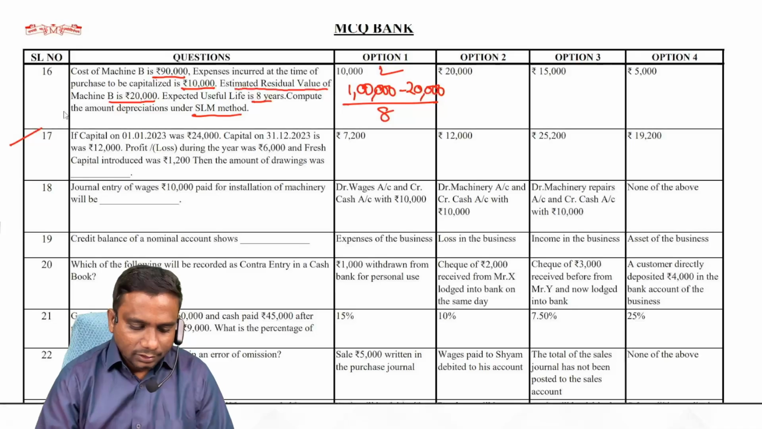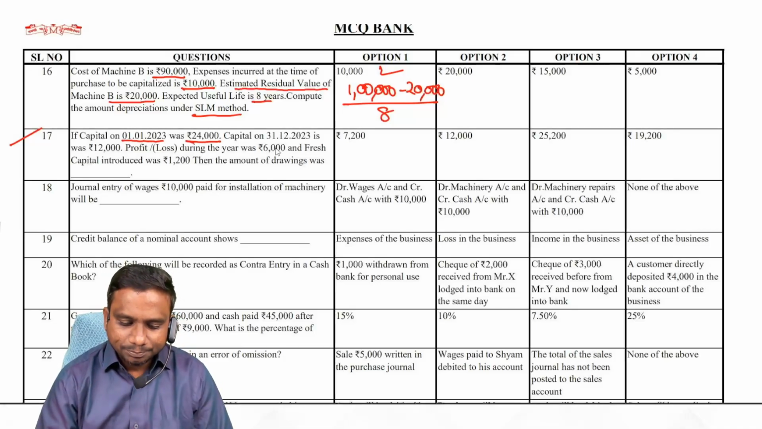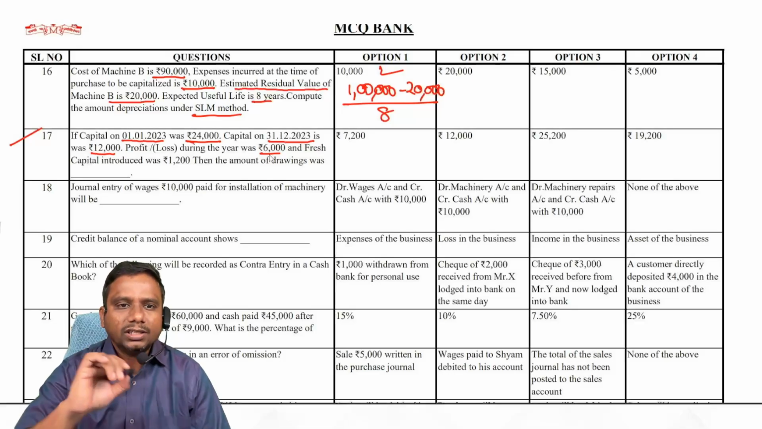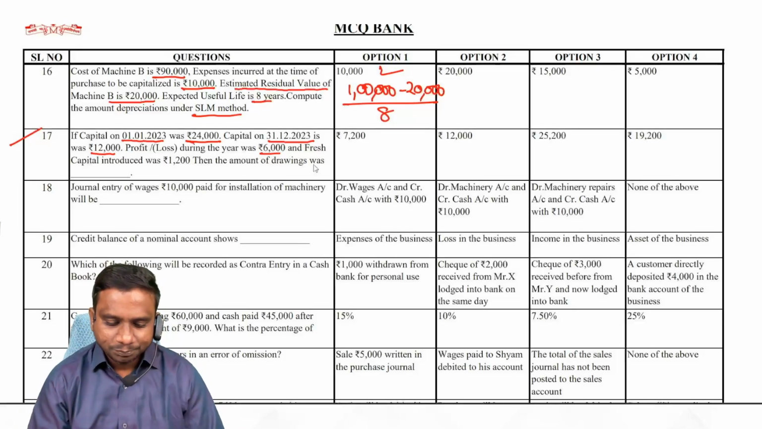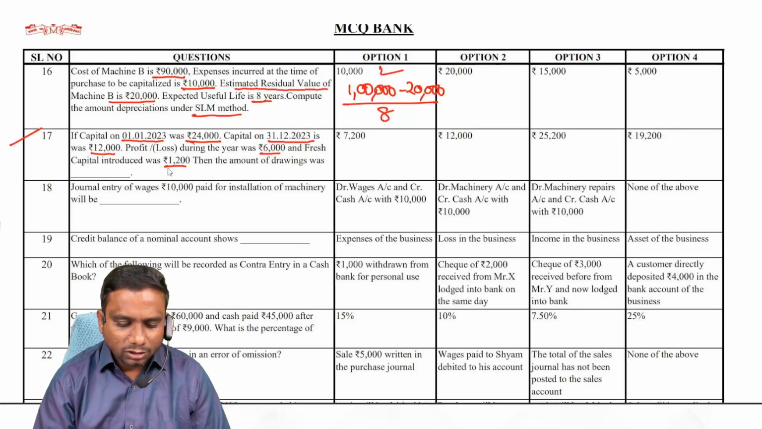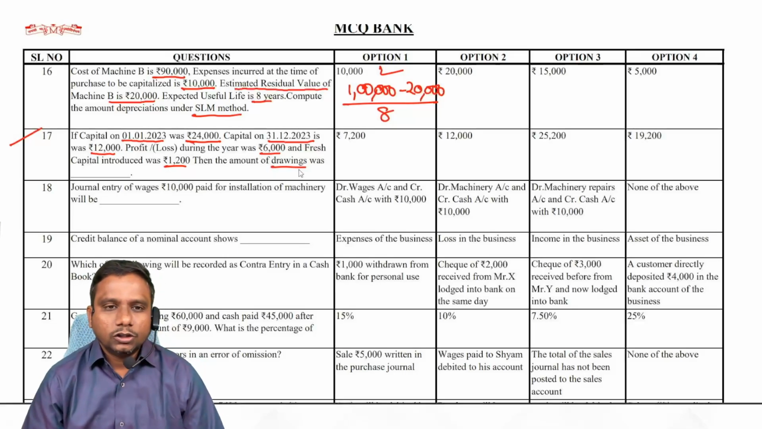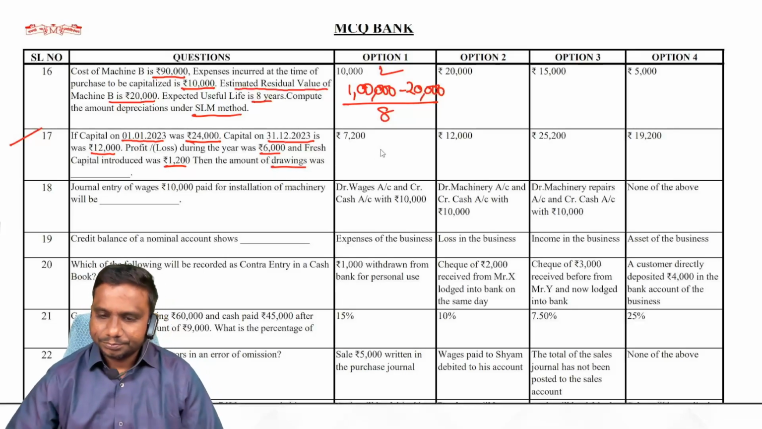Next one. Capital on 1/1/2023, opening capital 24,000. Capital on 31st December 2023, closing capital is 12,000. Profit or loss during the year (6,000). If the amount is in brackets then it is a loss. And fresh capital contributed 1,200. Then the amount of drawings will be, they are asking us to find.